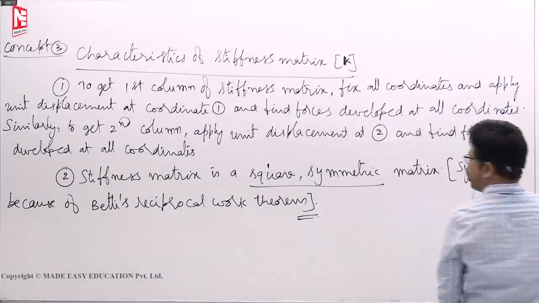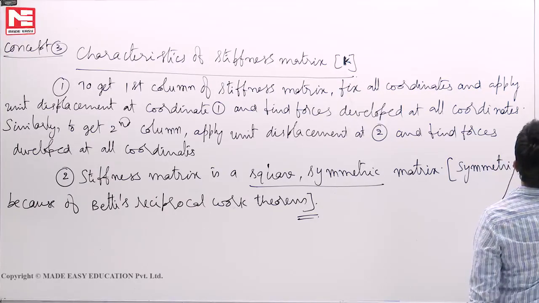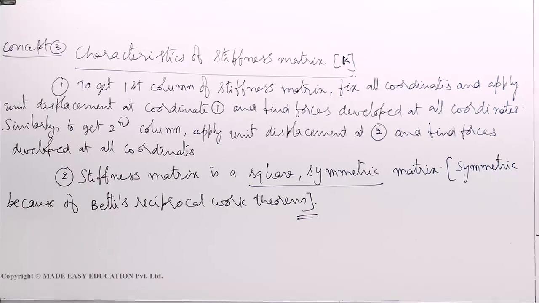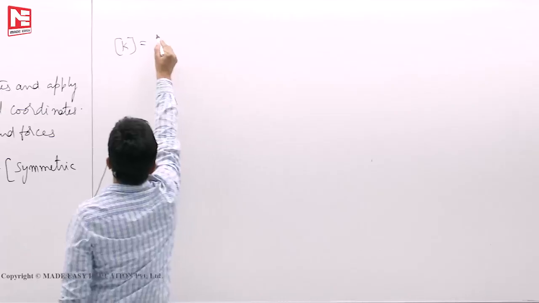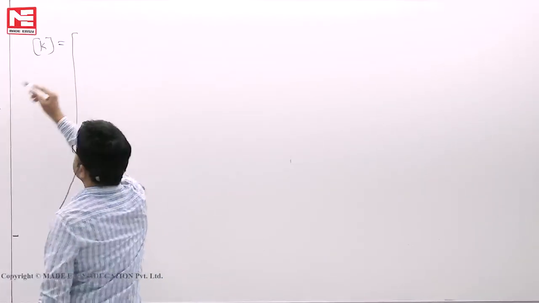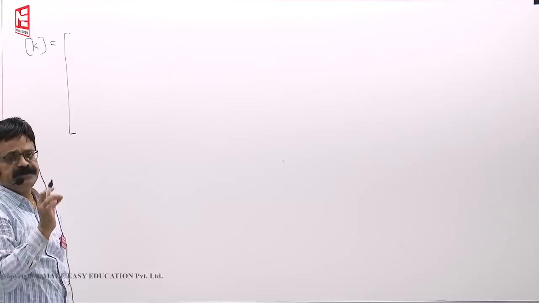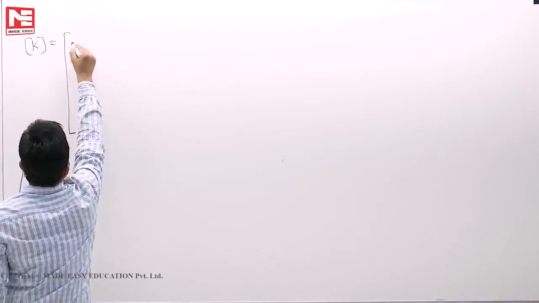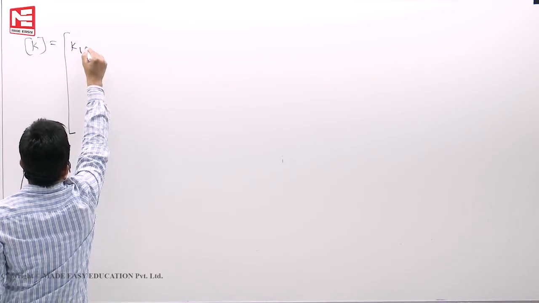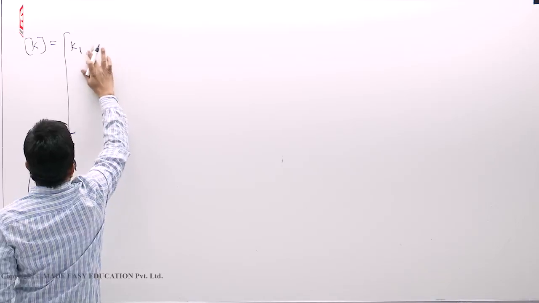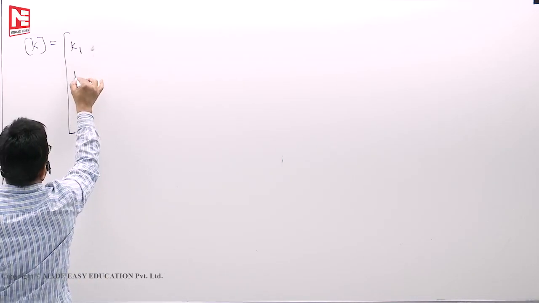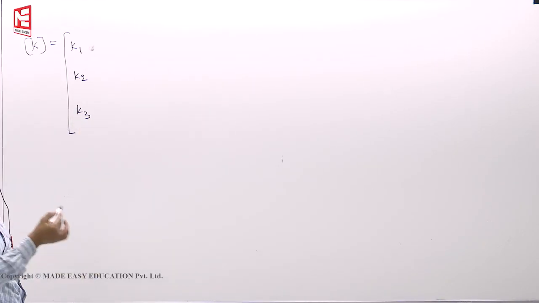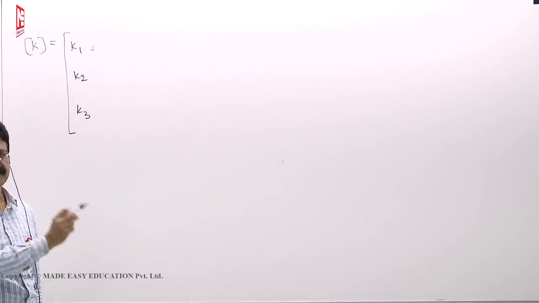What this means is, symmetric matrix, it comes like this. Supposing you write K, first column means like this. You give unit displacement at coordinate 1, find forces at all coordinates. Then how to read it? Force at coordinate 1, because of the displacement at coordinate 1. Forces at all coordinates means force at coordinate 1, force at coordinate 2, force at coordinate 3. K1, K2, K3 are the forces developed at all coordinates.